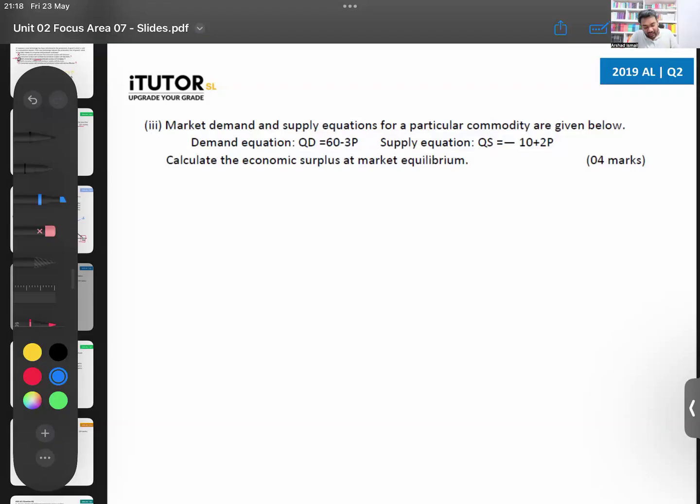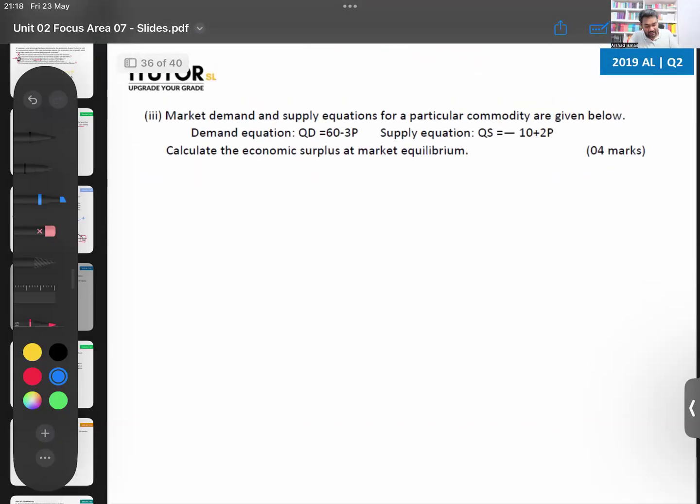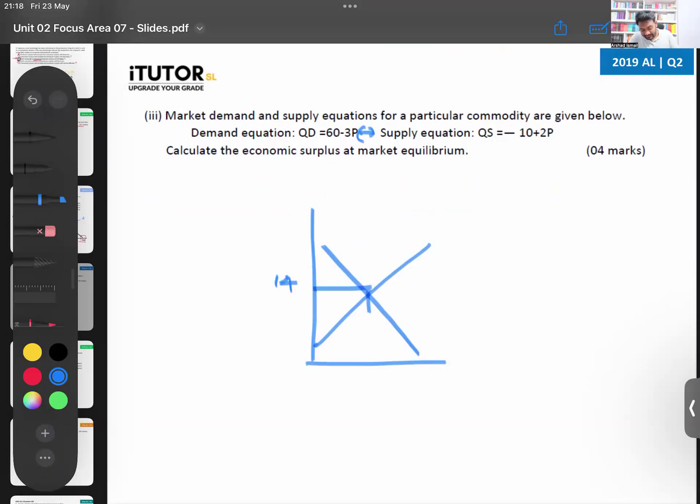So how much is the equilibrium price and quantity? I'm not going to calculate that for you, but you have to calculate and show those. You get marks for those. How much do we get in this question? Equilibrium price is 14, quantity is 80. So you have to show those workings. You will get marks out of the 4 marks.